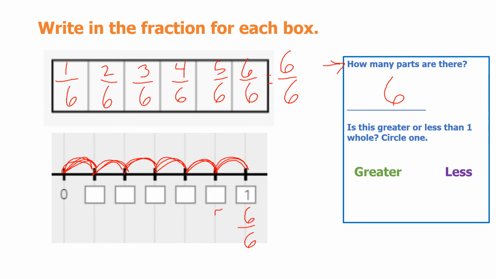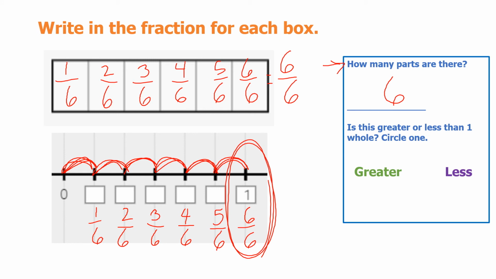Okay, this becomes 5/6. This becomes 4/6. This becomes 3/6. This becomes 2/6. And this becomes 1/6. So you can notice that I have something that is equivalent to 1 whole, but it's actually divided into parts. So is this greater or less than 1 whole? I guess if I have 1 whole right here, then it is equal to a whole. So I guess I don't have that as a choice. It's actually equal to a whole.